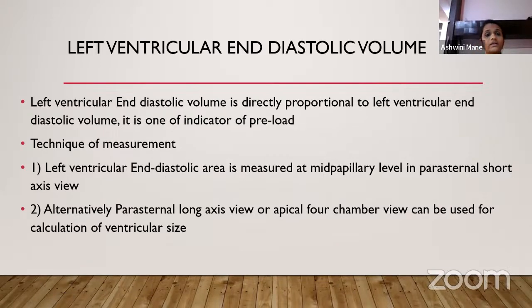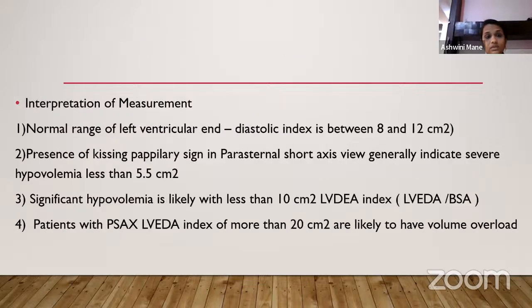Now the next is the echocardiographic variable, which is left ventricular end-diastolic volume. The left ventricular end-diastolic volume is directly proportional to the left ventricular end-diastolic area, and it is an indicator of preload. So the technique of measurement is that the left ventricular end-diastolic area is measured at the mid-papillary level in the parasternal short axis view. Alternatively, the parasternal long axis view and apical four-chamber view can be used for calculation of ventricular size.